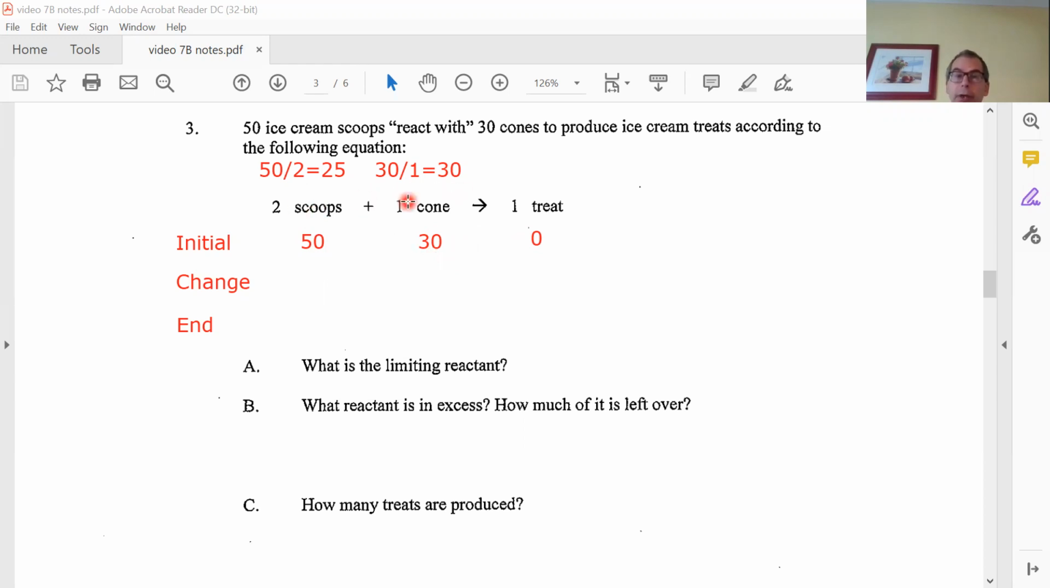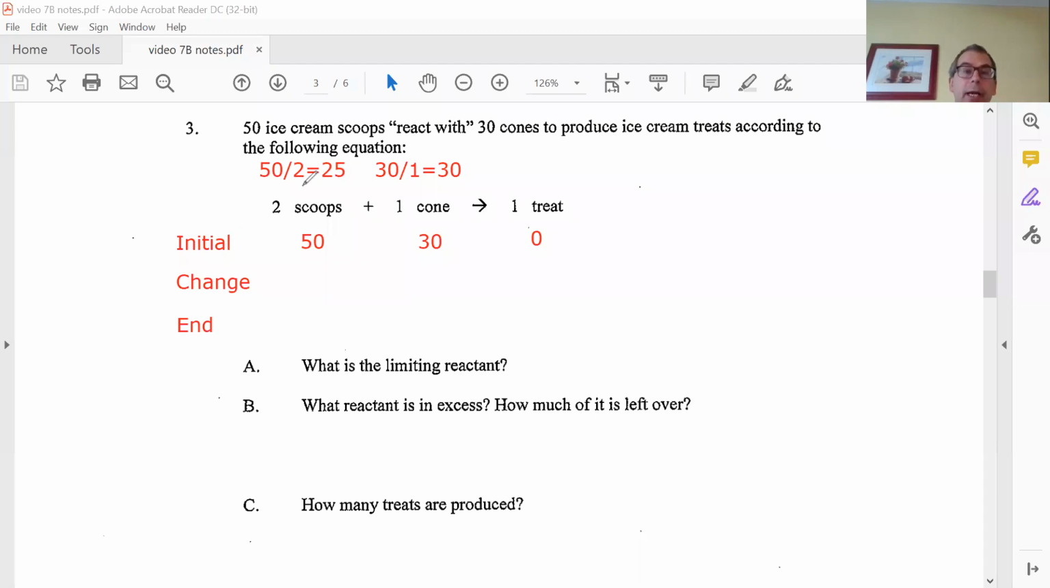Notice the 2-to-1 ratio. If 2 is twice as big as 1, what number is twice as big as 30? It should be 60. So if I have 60, it's going to be the exact amount. If it's above 60, then the scoops would be in excess. What's a more systematic way to figure that out? Take the 50 divided by 2, you get 25. Take the 30 divided by 1, you get 30. The one with a smaller number is the limiting reactant.